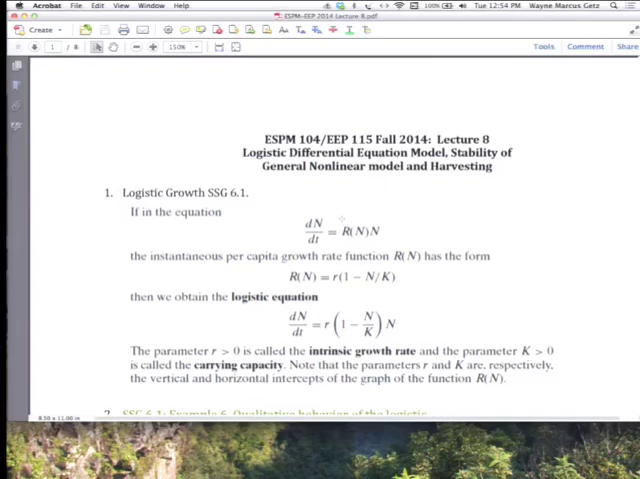Now, if we look at the right-hand side, when is the right-hand side changing most rapidly on the interval 0 to K? Well, firstly, if we have a look at this, we realize that between 0 and K, the right-hand side has what sign? What is the sign of the right-hand side? Is it positive or negative?